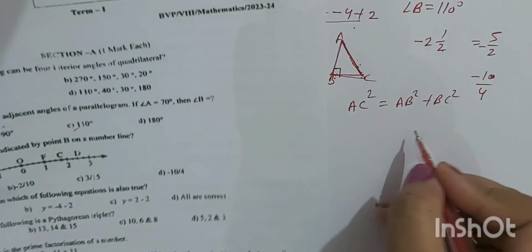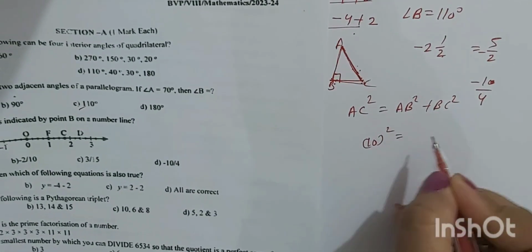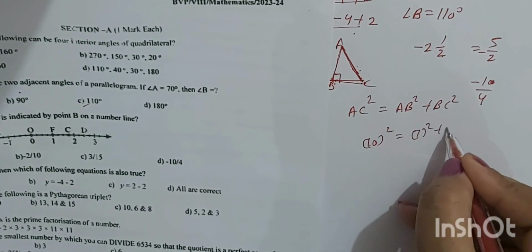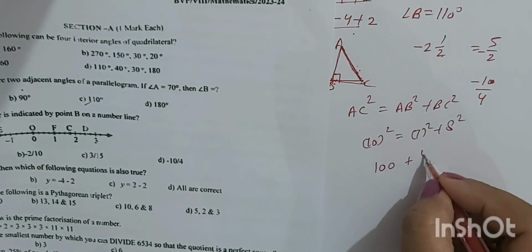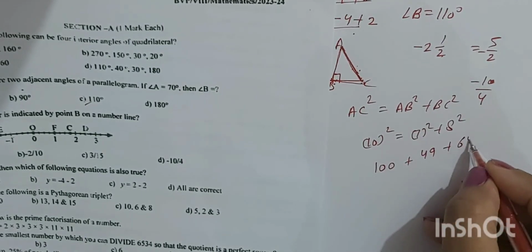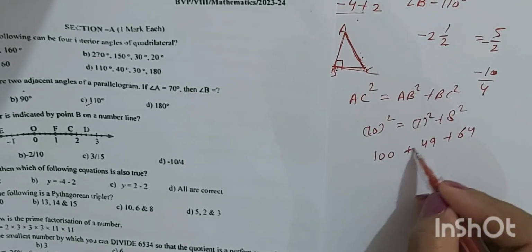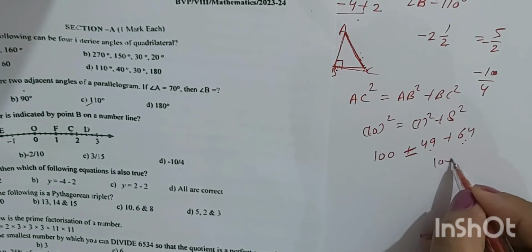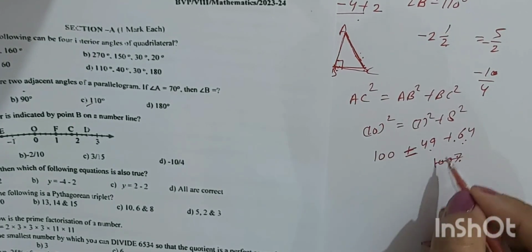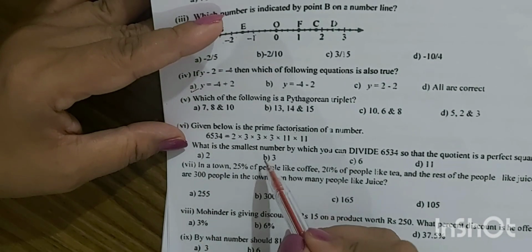Now you can check option A. The longest side is 10, so the square of 10 should be equal to 7 squared plus 8 squared. This is 100; 7 sevens are 49 and 8 eights are 64. The sum of these two numbers is more than 100. That means option A is not correct.